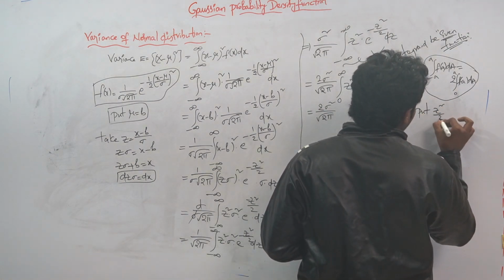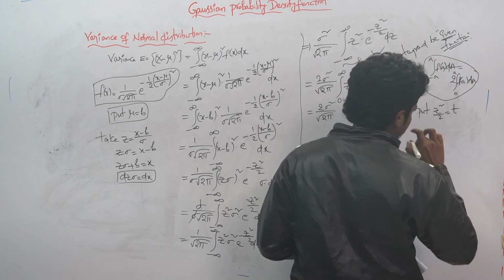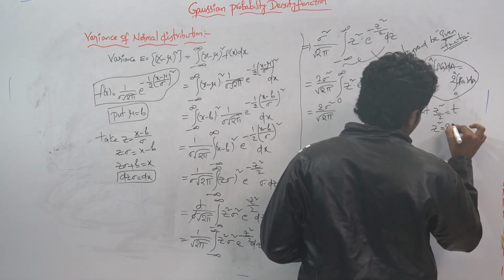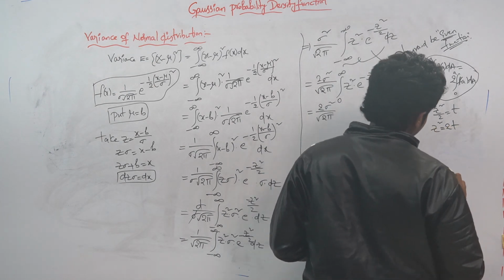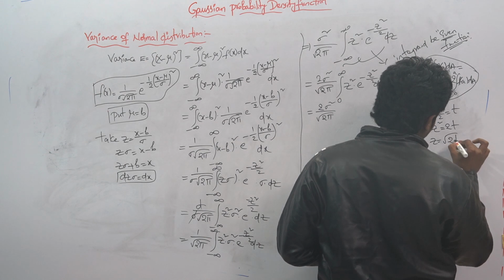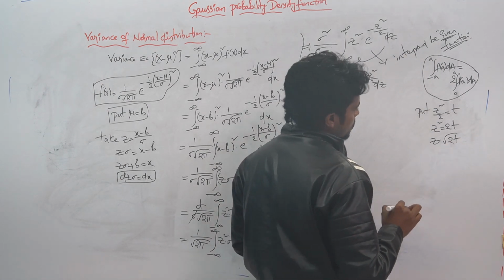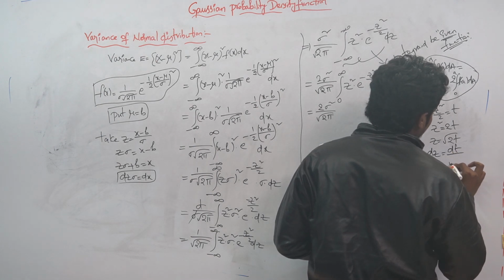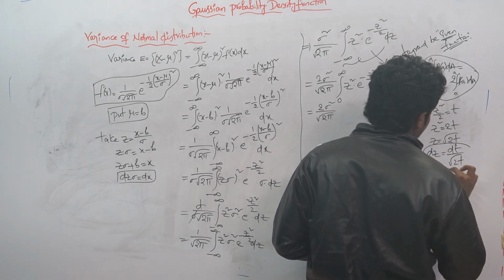z square divided by 2 is equal to t, and z square is equal to how much? That will become 2t. And next, z will become root 2t. If you apply the differentiation, that will be dz is equal to dt divided by root 2t.